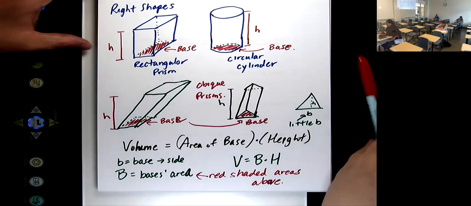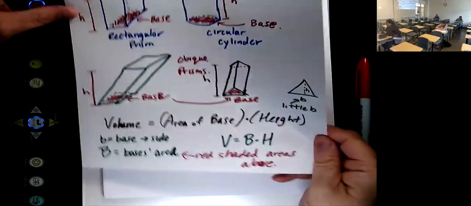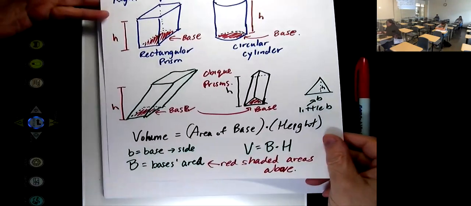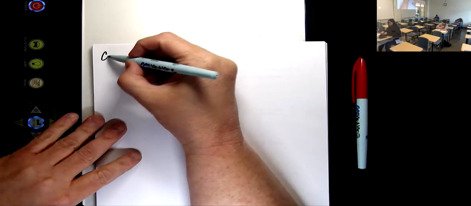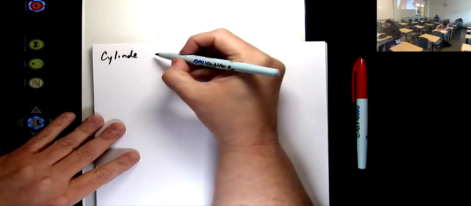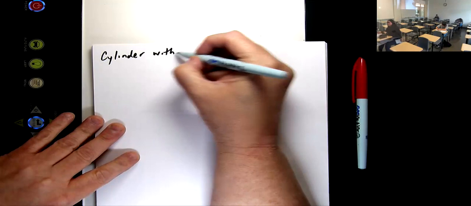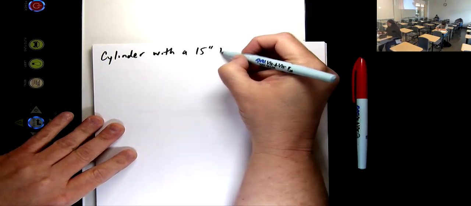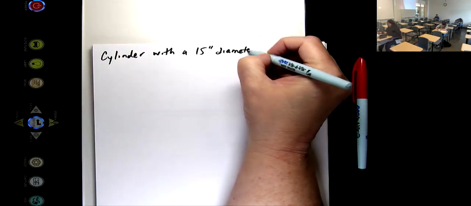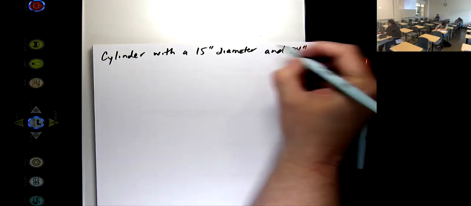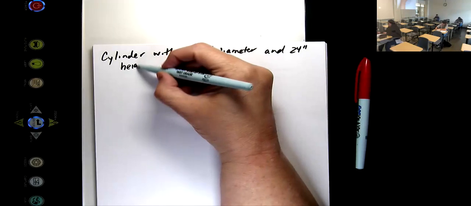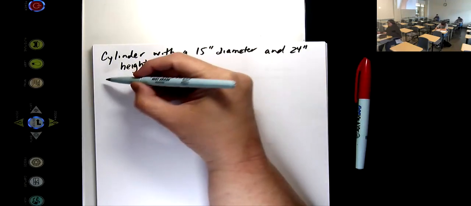Let's just do a couple examples real quick. Everyone go with this page? So we're gonna have a cylinder with a 15-inch diameter and a 24-inch height. And we want to find the volume.